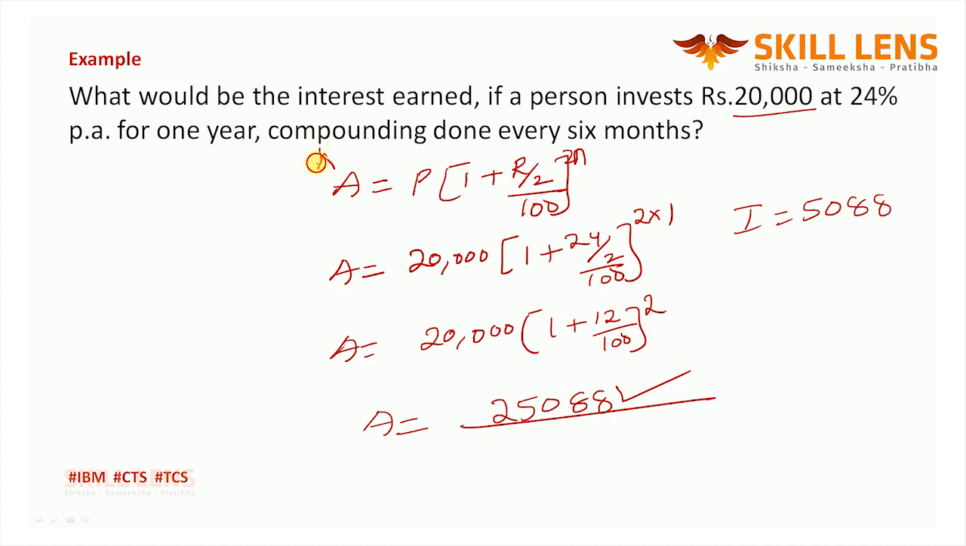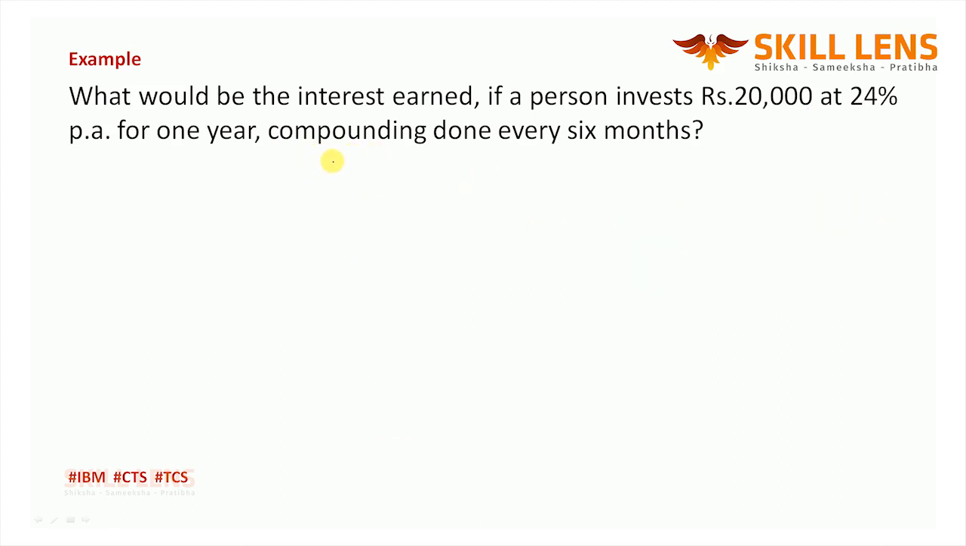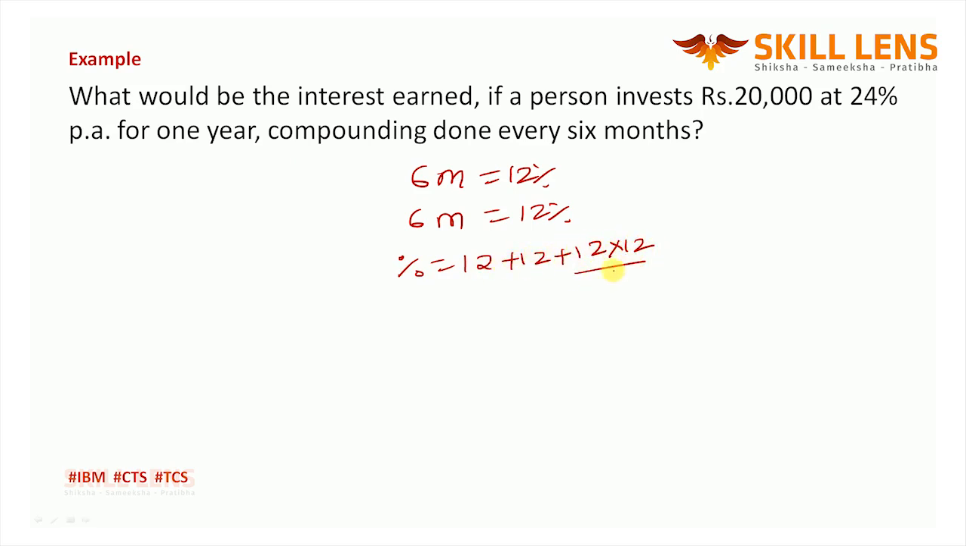If you want, you can use this formula, or in general way also you can do it. What is the other way? Our formula: for every 6 months, it's going to be 12%. For the next 6 months also, it's going to be 12%. So if you use the formula 12 plus 12 plus 12 into 12 by 100, your percentage is going to be 24 plus 12 squared, which is 144, I can write 1.44. So the percentage is going to be 25.44.